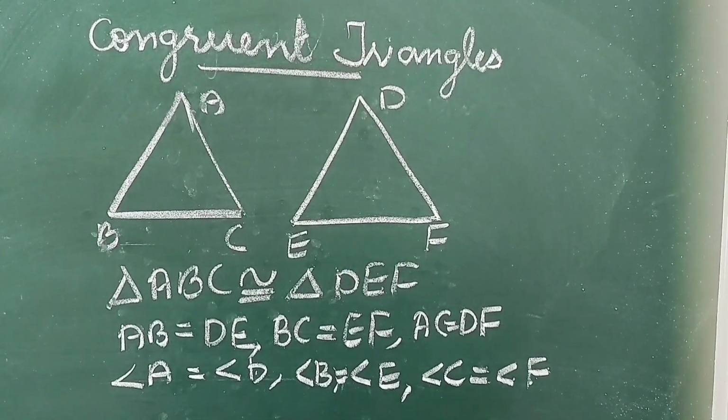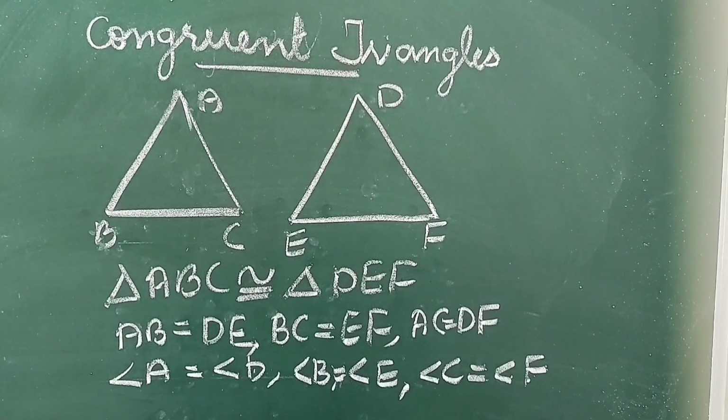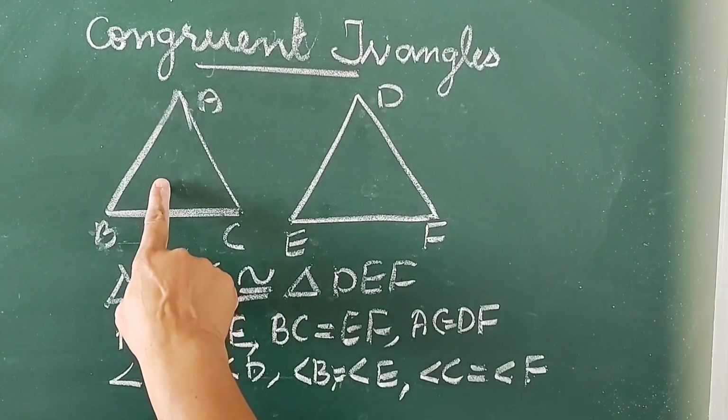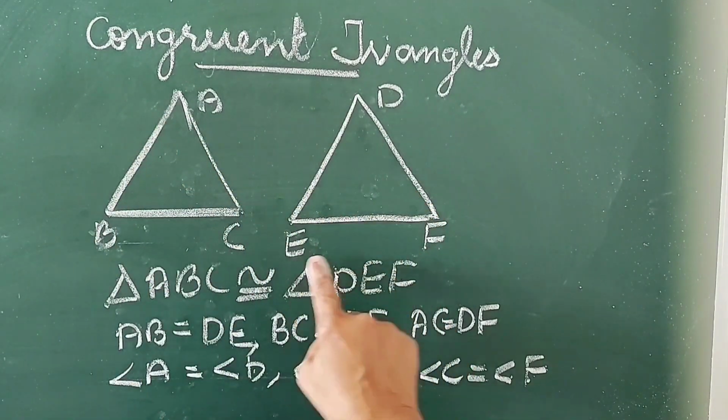Congruent triangles. Two triangles are said to be congruent if one of them is made to superpose on the other, then they exactly cover each other. That is, in the figure, two triangles, triangle ABC and triangle DEF.